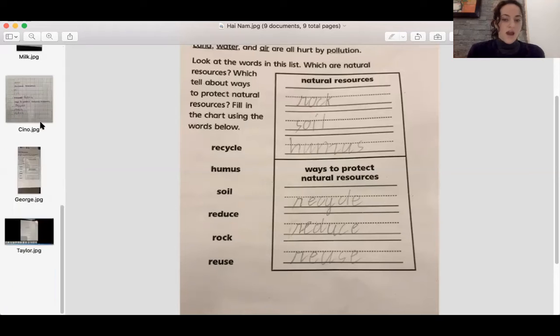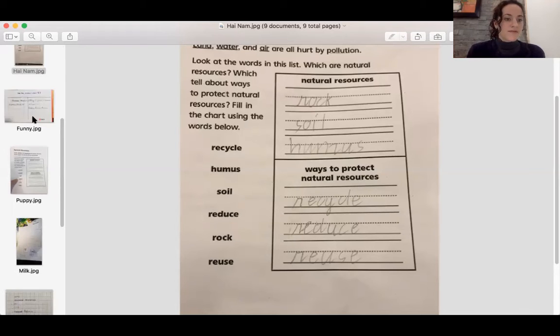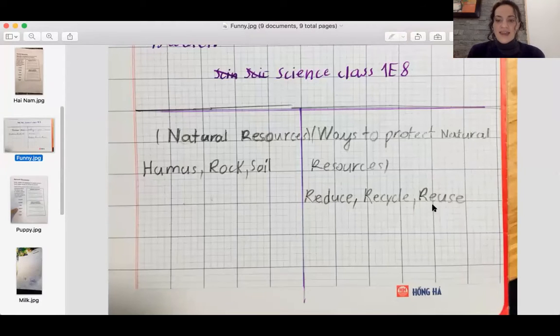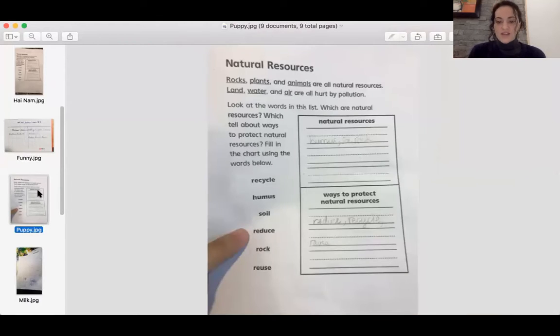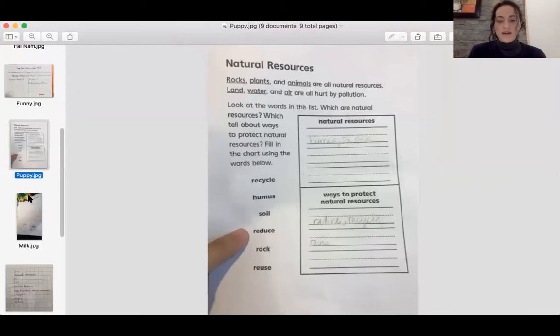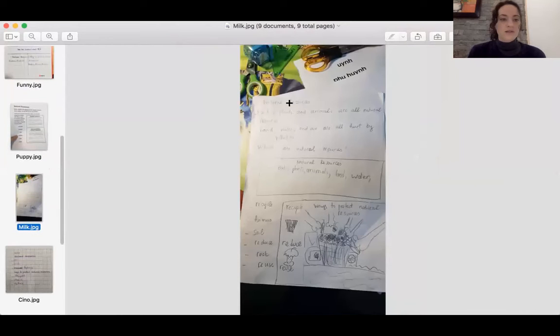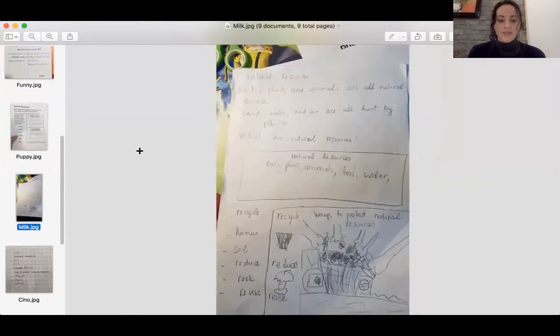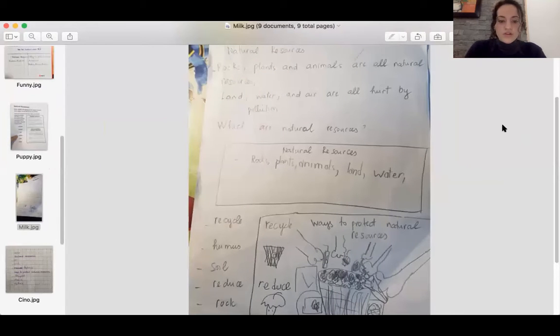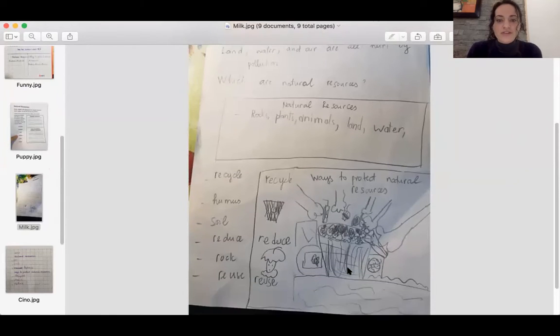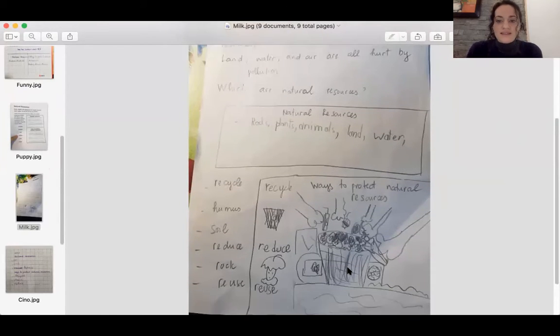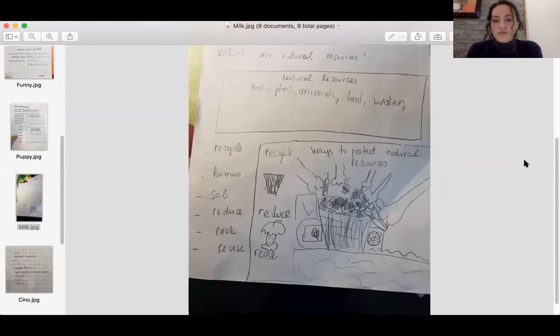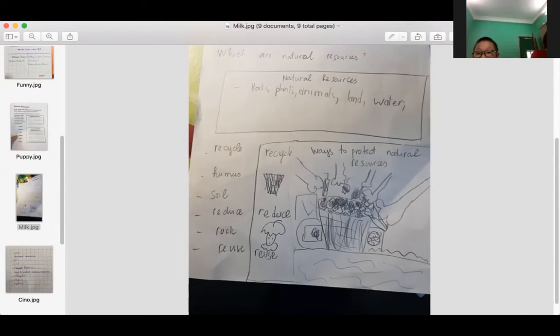All right, we also got homework from Funny. Very good, Funny. I like how you split it into the chart. Puppy. Excellent job, Puppy. Correct. Milk. Very good, Milk. Milk also wrote some extra things on his. Milk, could you share with us the natural resources? Or actually, oh, I see you drew pictures. Oh, excellent. Milk, what are the natural resources that you wrote?